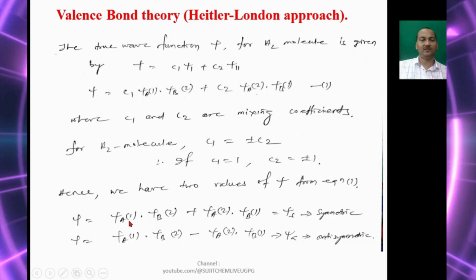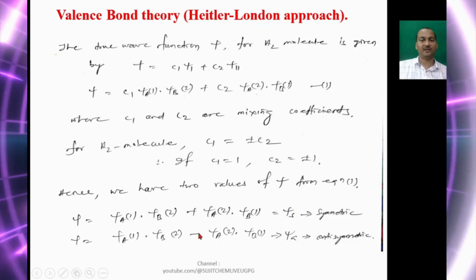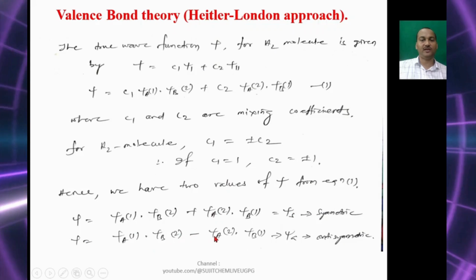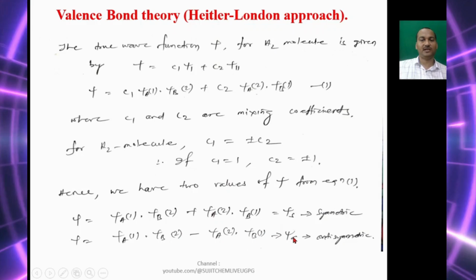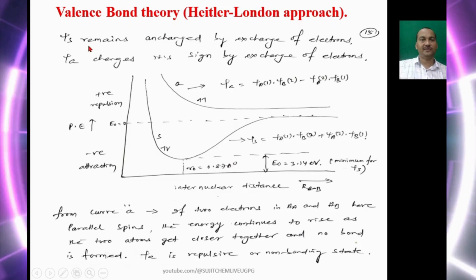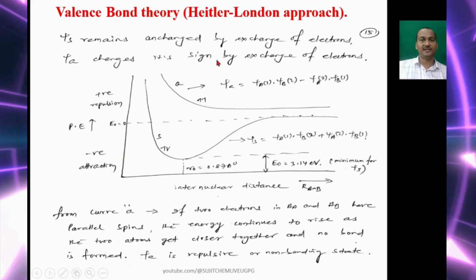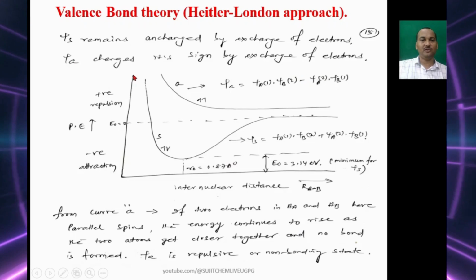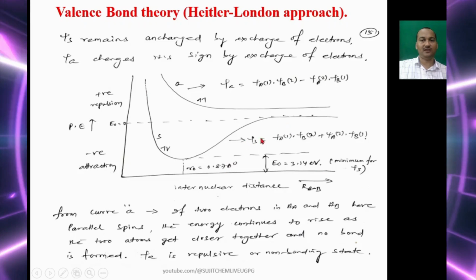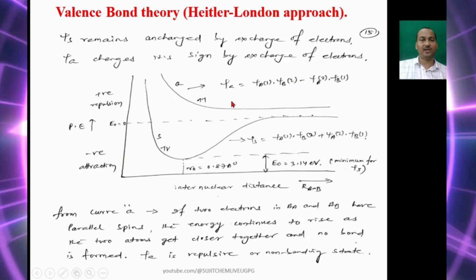Psi equals psi A1 into psi B2 plus psi A2 into psi B1; this is psi symmetric. And psi equals psi A1 into psi B2 minus psi A2 into psi B1; that is psi antisymmetric. Psi symmetric remains unchanged by exchange of electrons and psi antisymmetric changes its sign by exchange of electrons. If you plot the graph of potential energy versus internuclear distance, this curve is psi S, the bonding MO, and this is psi A, the antibonding MO.